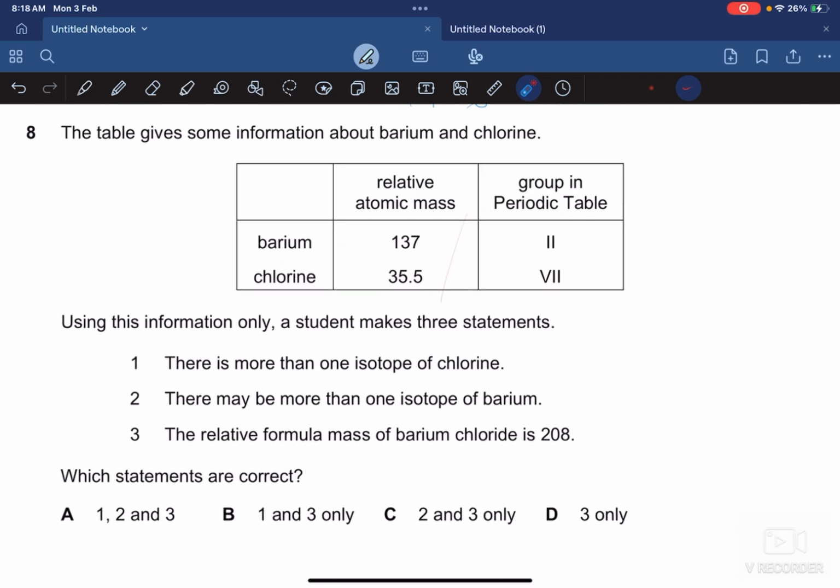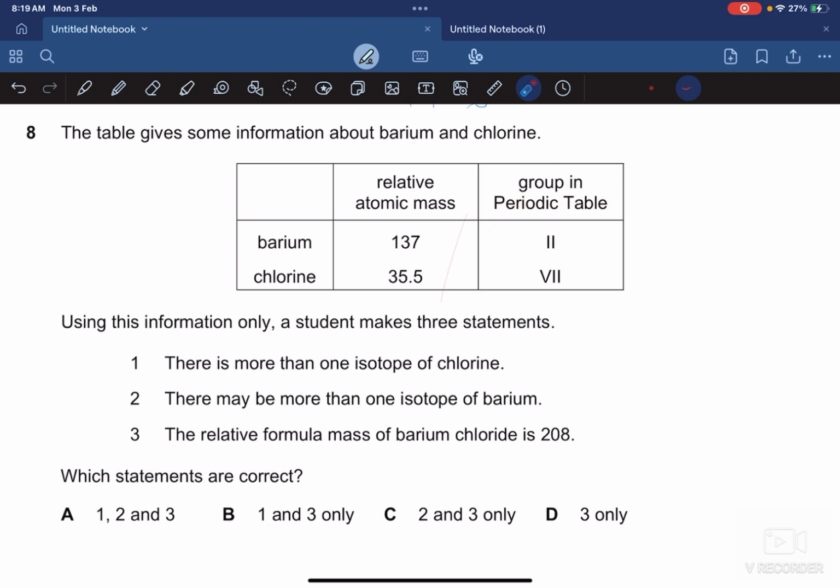Question number 8 says the table gives some information about barium and chlorine. Okay, what we are given in the table is barium's relative atomic mass, chlorine's mass, and the group in the periodic table. Now, what does the group in the periodic table tell us? Barium is in group 2.